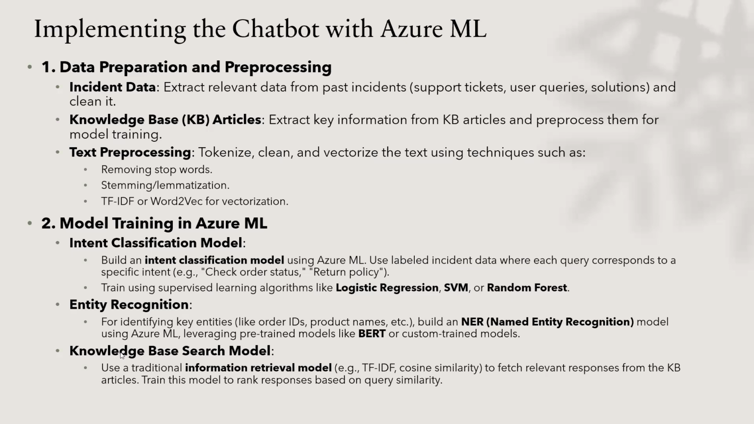And then knowledge-based search model, use a traditional information retrieval model, for example TF-IDF, cosine similarity, to fetch relevant responses from the KB articles. Train this model to rank responses based on query similarity.